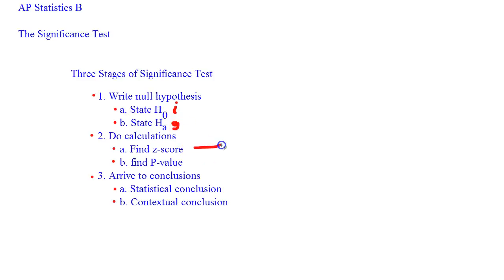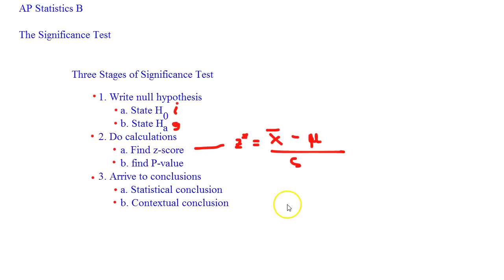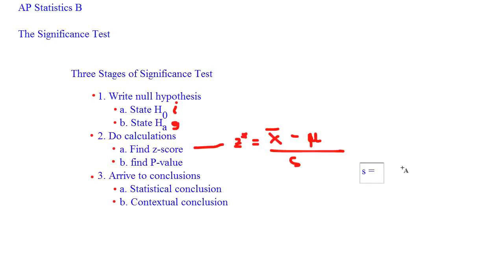Now on the z-score, your z-score is going to be x bar minus whatever your mu is. Let me draw out a mu. And it's going to be divided by your s. Now your s is going to be equal to sigma divided by the square root of the sample size. As long as you're used to that, you should be good. And then the p-value, we'll talk more about that in a sec. All right, without further ado, let's go try a problem.